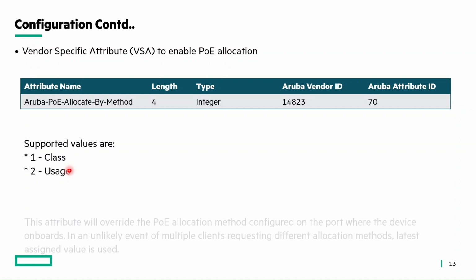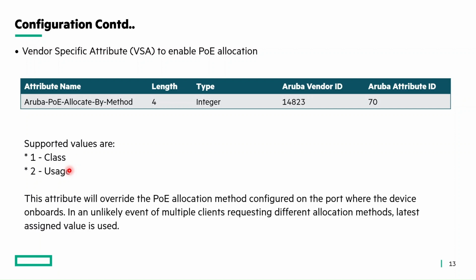One point to be noted is that this attribute will override the PoE allocation method configured on the port. Only this takes the precedence. If we have multiple clients onboarding on the same port, then only the latest client's value will be the PoE allocate by method set on that port.